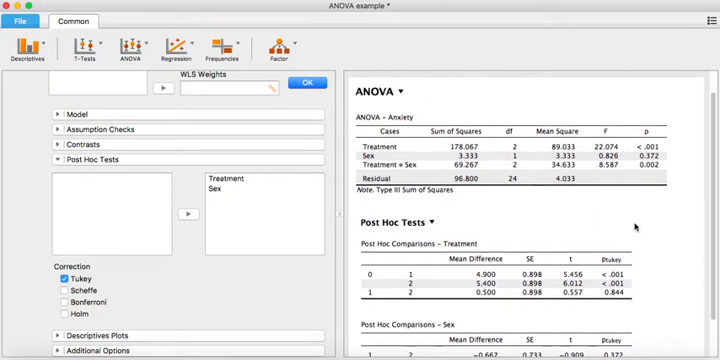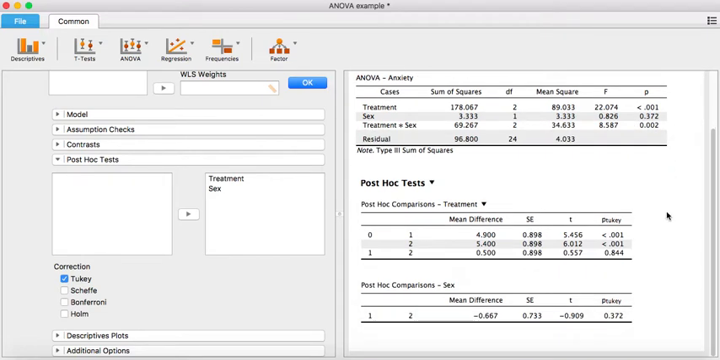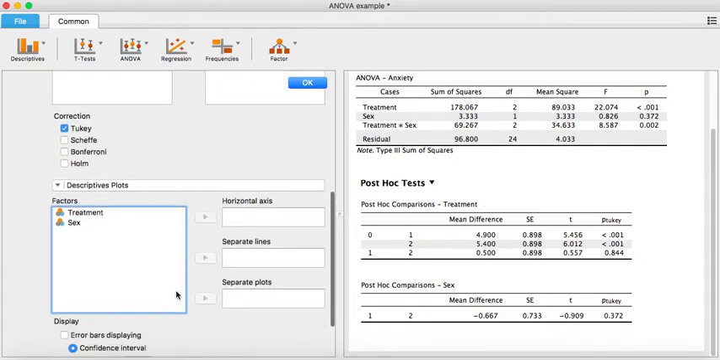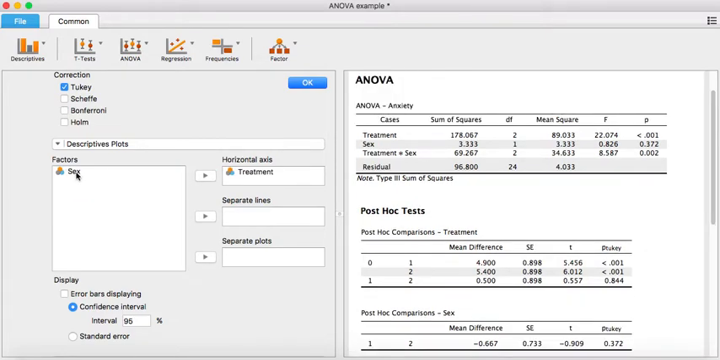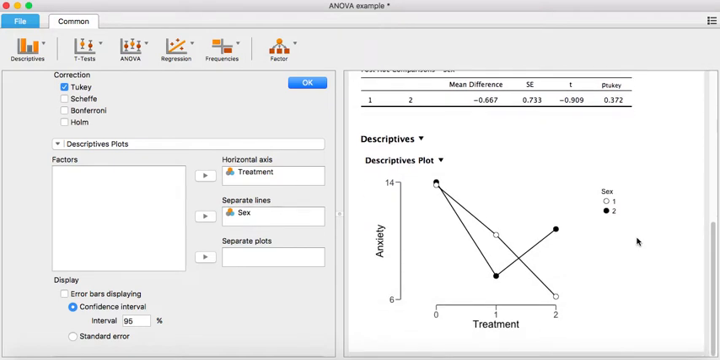However, because we saw up here that there is an interaction between treatment and sex, that is telling us that perhaps there's something going on as far as the type of drug and how men and women respond to it. So let's look at that visually. We're going to go to descriptive plots, and we're going to put treatment on our horizontal axis. Sex is going to go on our separate lines, and we're going to get this plot, okay?